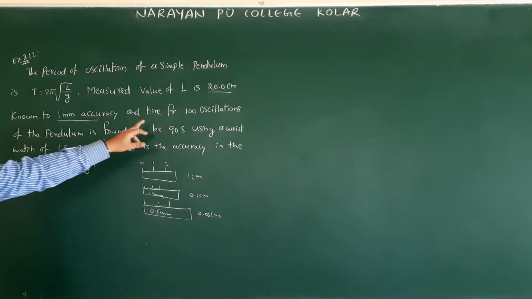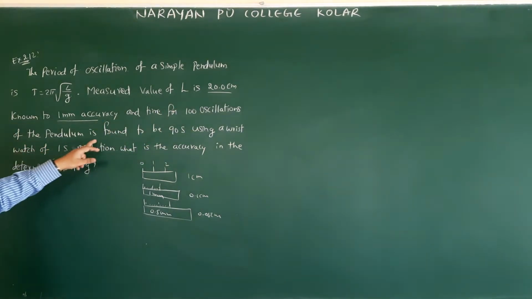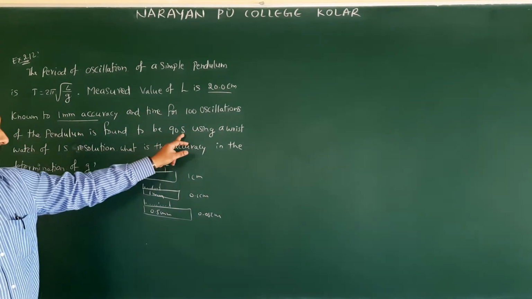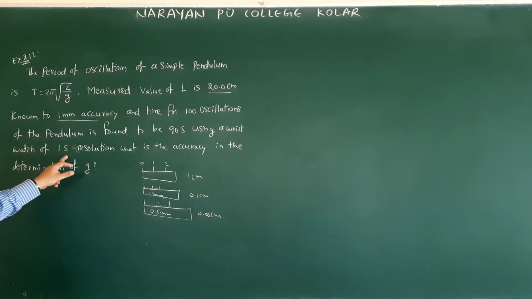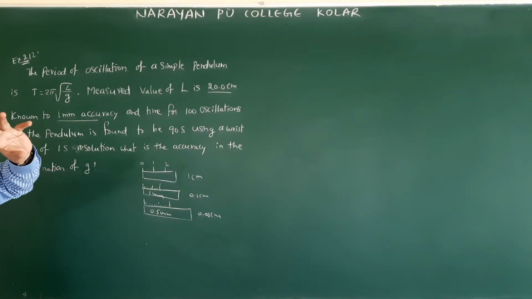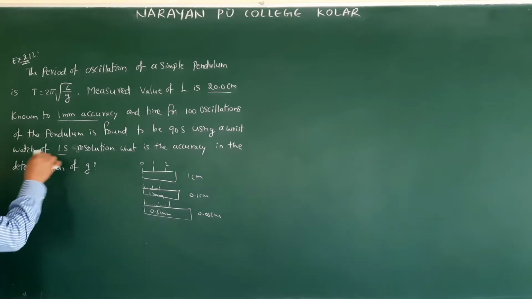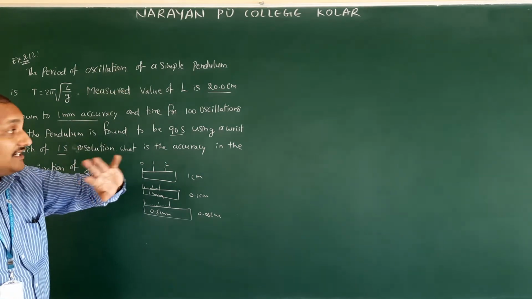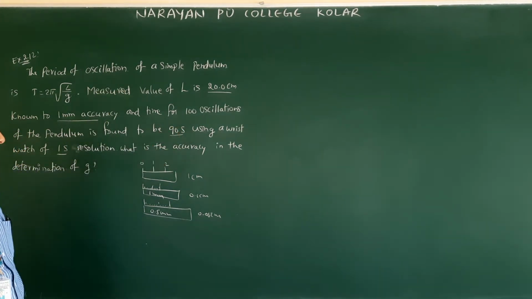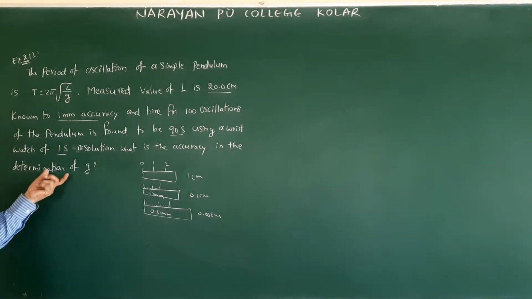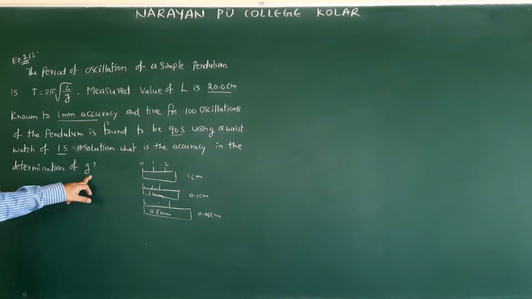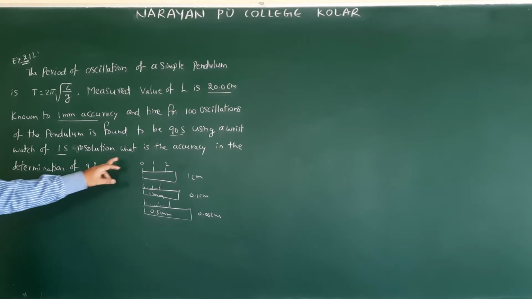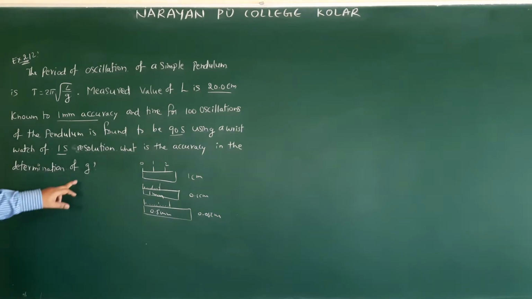And time for 100 oscillations of the pendulum is found to be 90 seconds using a wristwatch of 1 second resolution. Wristwatch resolution is how much? 1 second. They found 90 seconds for 100 oscillations. So what is the accuracy in the determination of g? So g means the relative error or percentage error. Up to what accuracy you will be getting. In g, what is the relative error, percentage error we have to calculate.